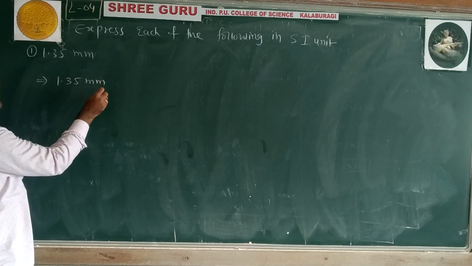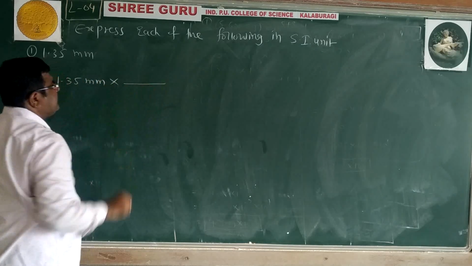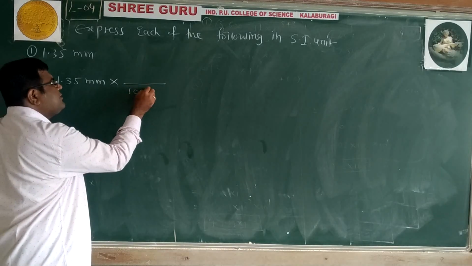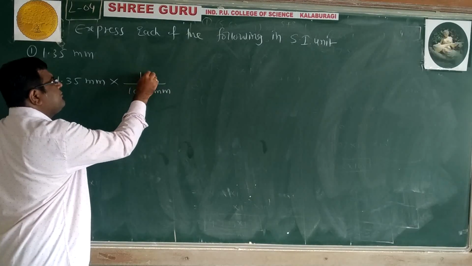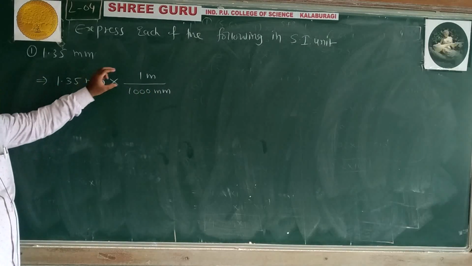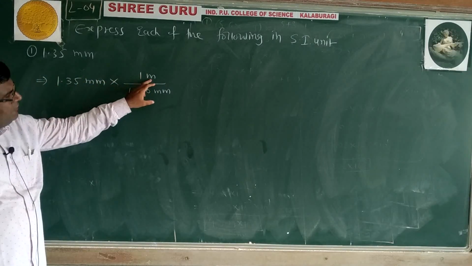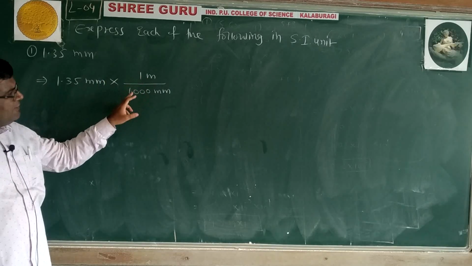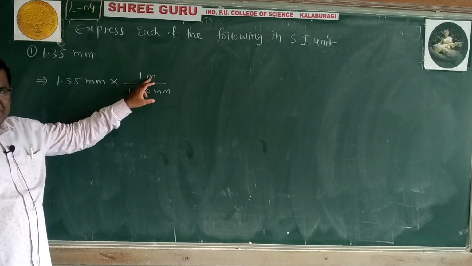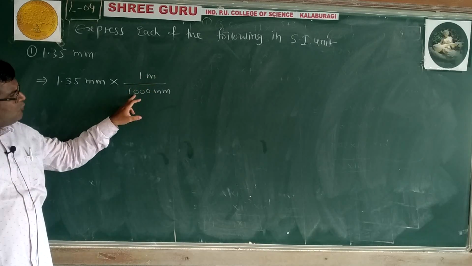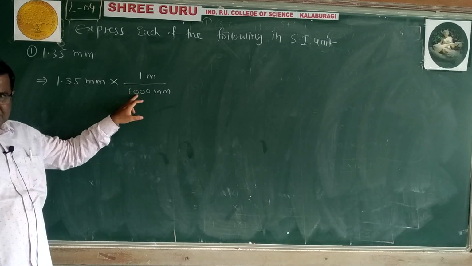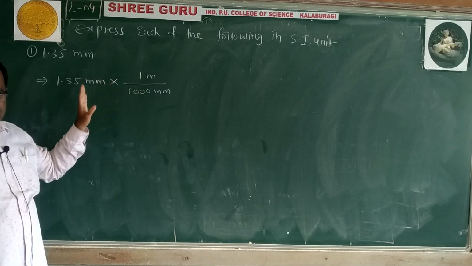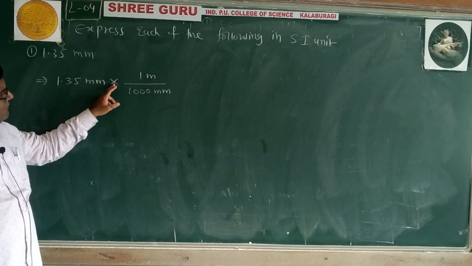1.35 millimeter, I have to multiply it with, see what I will write, 1000 millimeter is equal to 1 meter. This is the relation between the given unit and the meter to which we have to convert. 1 millimeter is 1 by 1000 meter, which is nothing but 10 raised to minus 3. So that I have written here. Why we have multiplied it this way?